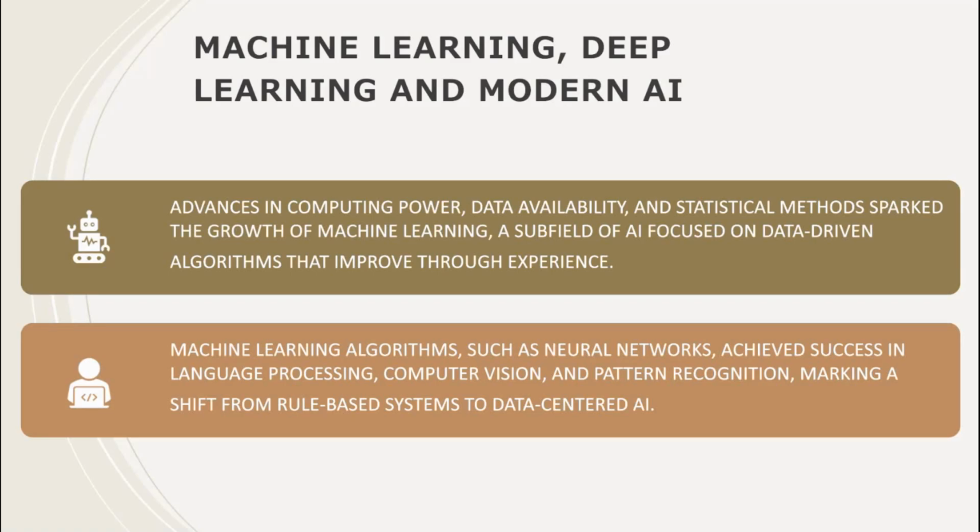Artificial intelligence as a term was first used in 1956. So there was no term like that before that. It's been about 75 years since then. Advances in computing power, data availability, and statistical methods sparked the growth of machine learning. So machine learning came before artificial intelligence in the way we know it now. It's a subfield of artificial intelligence focused on data-driven algorithms that improve through experience. So the more time passes, the more data it has, the better it's going to process it. Machine learning algorithms such as neural networks achieved success in language processing, computer vision, and pattern recognition, marking a shift from rule-based systems to data-centered AI.